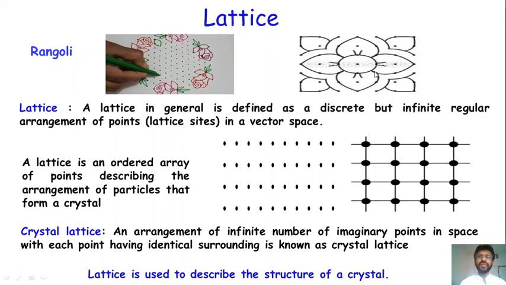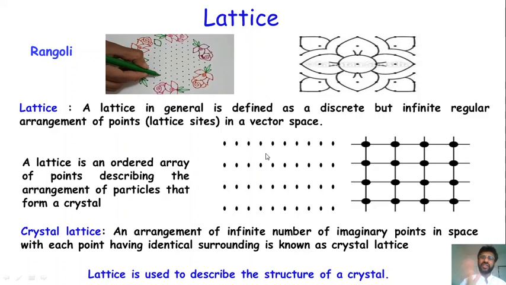Now all these points are in a periodic pattern. That means there is long range order, means an ordered pattern. Now take an example where the dots are not arranged: the stars in the sky. We can see all these are in a scattered manner. So we can't see that these stars are in a periodic arrangement. But in the case of this rangoli, all these dots were in a periodic manner. Such dots, if we imagine them, are known as the lattice.